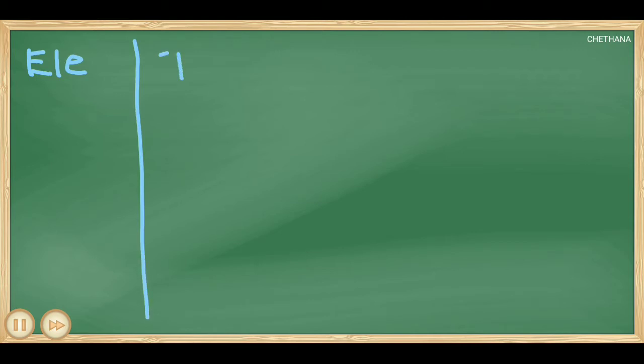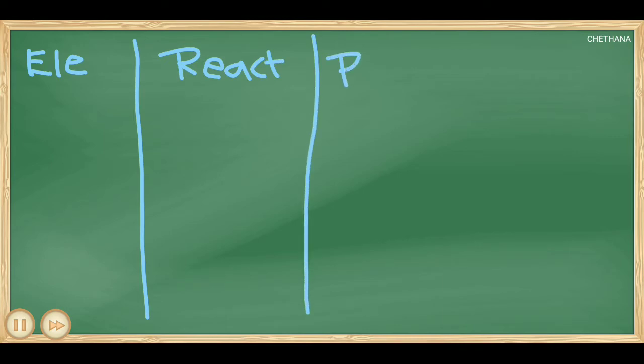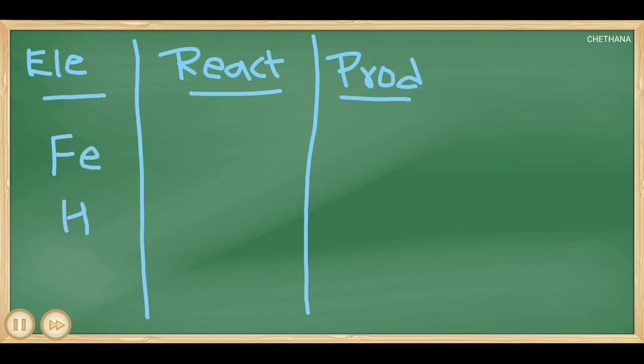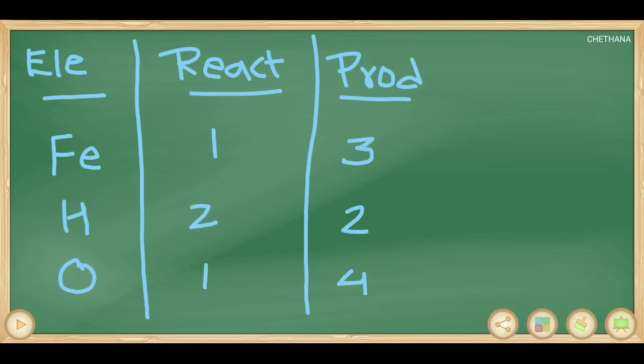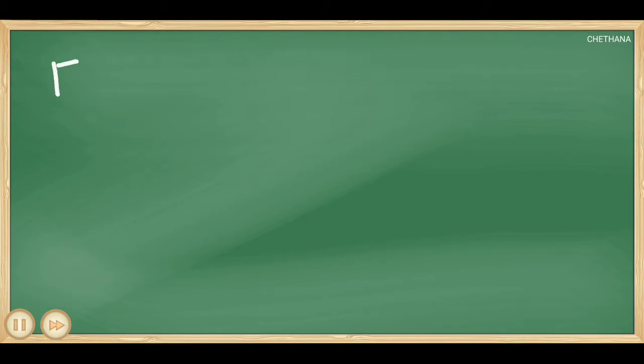So we have the elements, the reactants and the products. So the elements we have are Fe, H and O, that is iron, hydrogen and oxygen. And let's get a count of each of the elements. From the given numbers, we can say that the elements on the reactant side and the product side are not equal. So hence, we need to balance it.